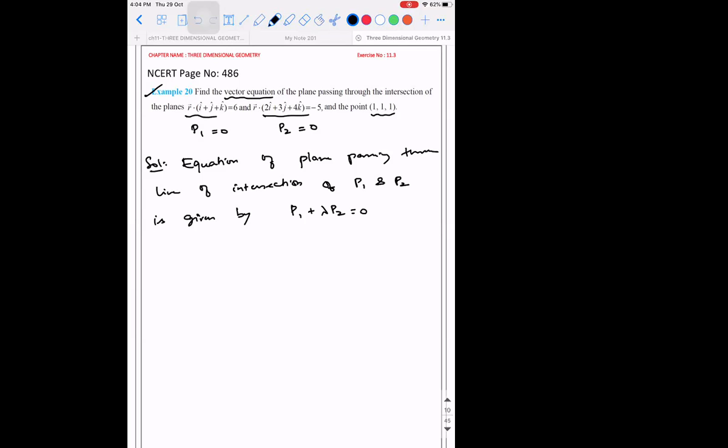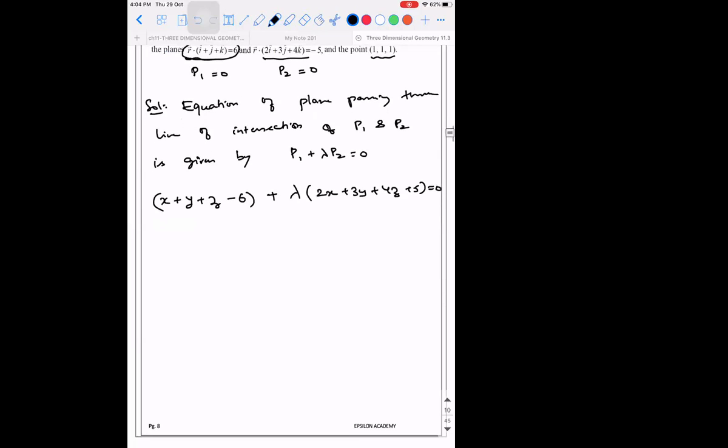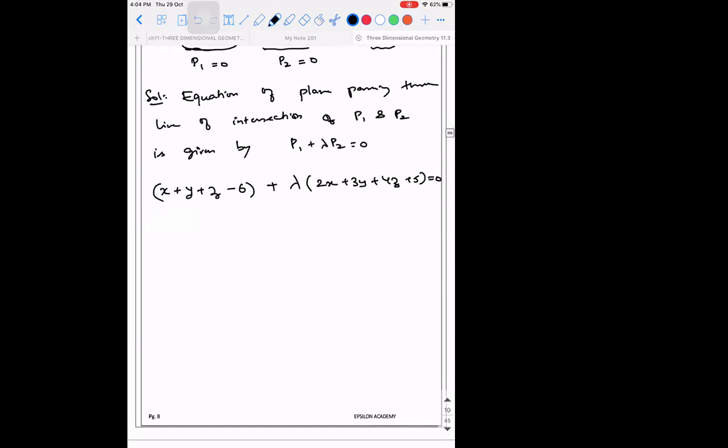So what is P1, guys? First, it is always easy to write them in the Cartesian form. If I have to write the equation of the first plane in Cartesian form, directly tell me. It will be x plus y plus z equal to 6. So x plus y plus z minus 6 is P1, plus lambda times 2x plus 3y plus 4z plus 5 is equal to 0. Accepted? Yes, sir.